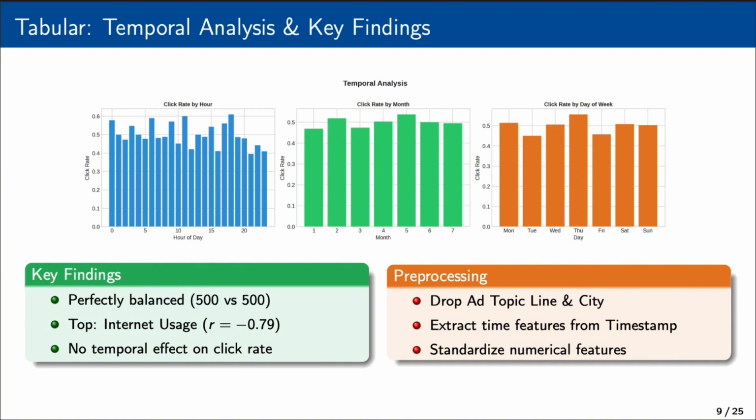For preprocessing, we recommend dropping the ad topic line and city columns as they are too high cardinality to use directly, extracting time features from the timestamp, and standardizing the numerical features before modeling.